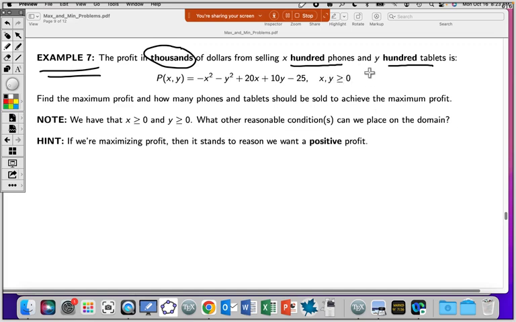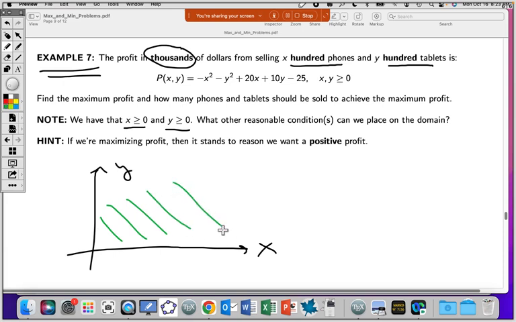Now, since we're trying to sell these things, it makes sense that X and Y would both have to be bigger than or equal to 0. So in other words, we've already kind of reduced where we're looking here to quadrant 1. However, provided at some point there is positive profit, then the maximum would have to live in the zone where there's positive profit. Does that make sense? So it's helpful for us to figure out where the profit's going to be positive and just look within that region.